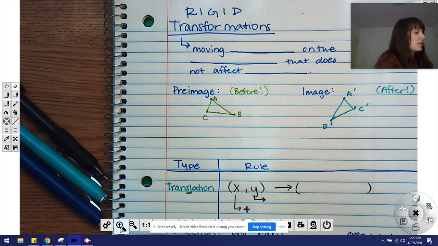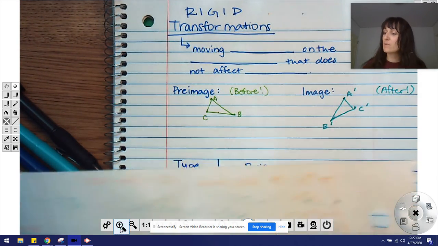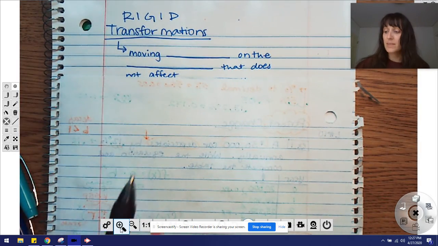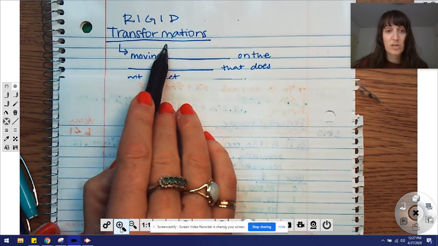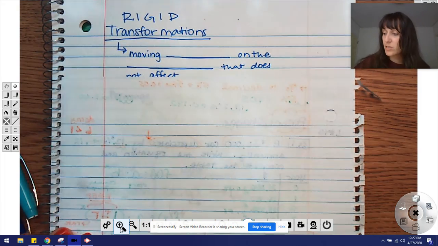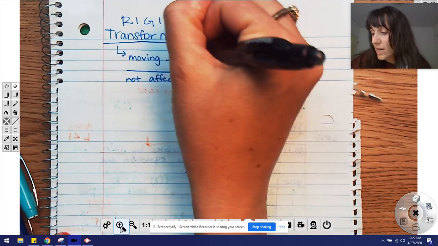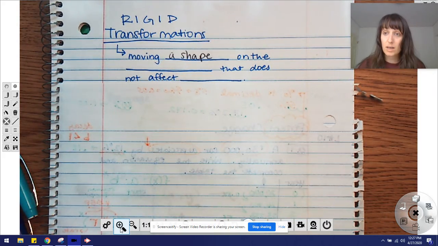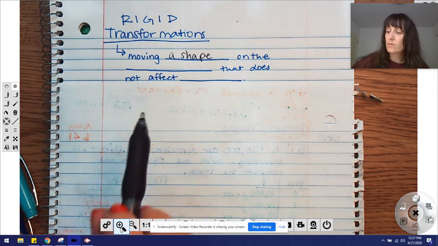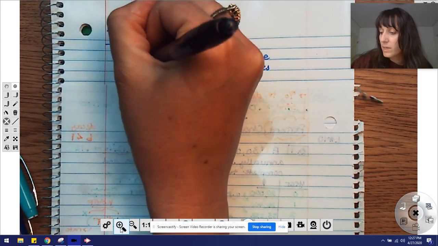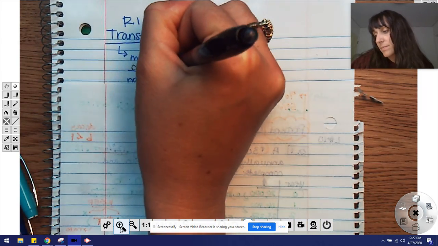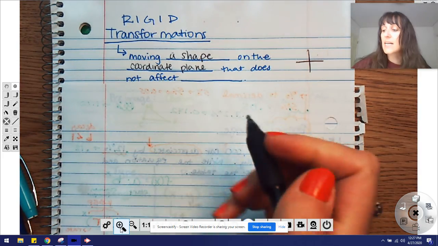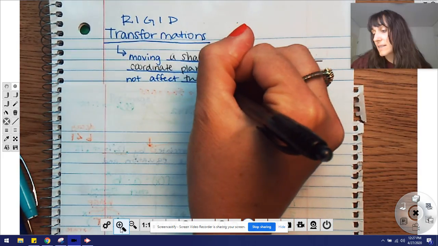You should have started to figure out that we have different ways that we can move and shift shapes around on the coordinate plane. These are called rigid transformations. So a rigid transformation is moving a shape. This could be a point, a line, it could be a shape like a triangle. So it's moving a shape on the coordinate plane, which just means our x and y axis, that does not affect the size.